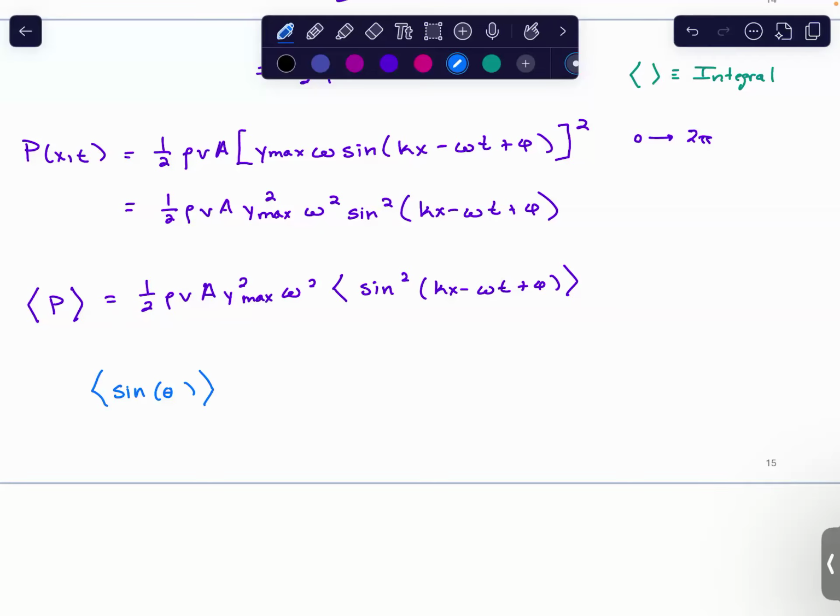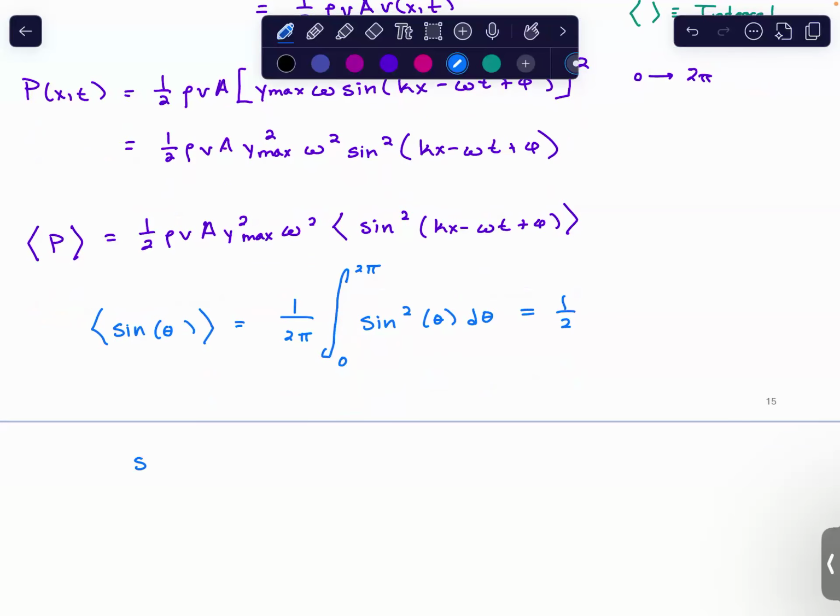anything that can be reduced down to the average value of the sine theta, the integral itself will yield the value of 1/2. So once you substitute in that value, you can solve the integral.